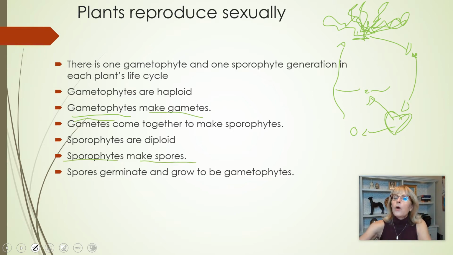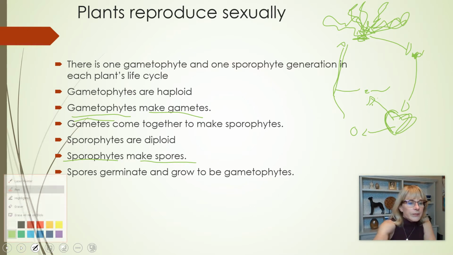Great. Now, when the spores grow up, what do they become? They become gametophytes. When the gametes come together, what do they become? They become sporophytes. So the sporophyte generation makes spores. Spores turn into the gametophyte generation. They make gametes. Gametes come together and they make the sporophyte generation.